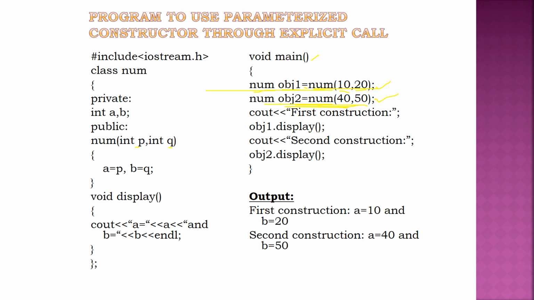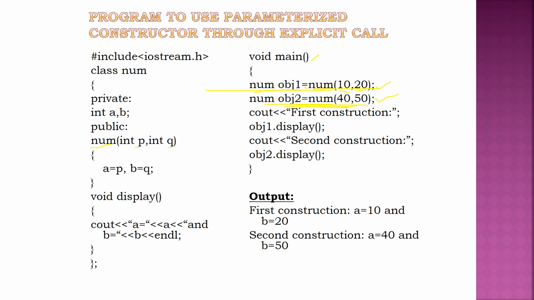You already know we have discussed a number of class programs. I have created a class called Num. In private, I have declared two data members, A and B. Num is a constructor; here I have created a constructor called Num. Once an object is created, the two values 10 and 20 are passed to P and Q. Now the constructor will pass the value. What is the value of P?